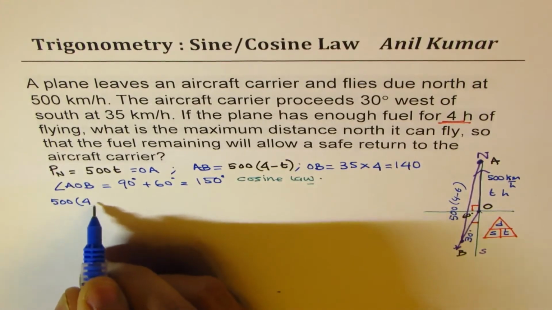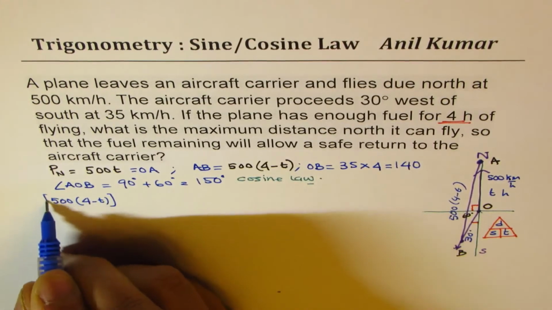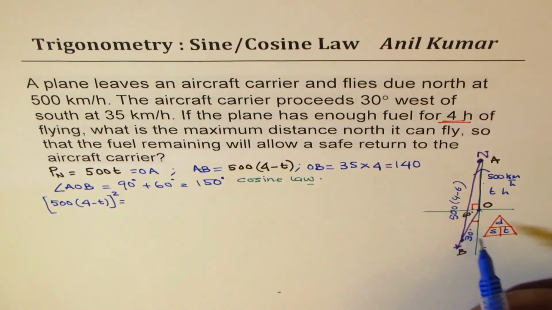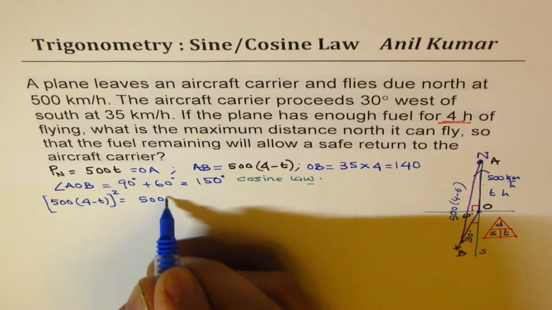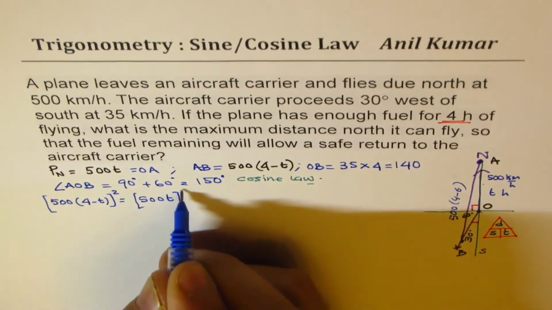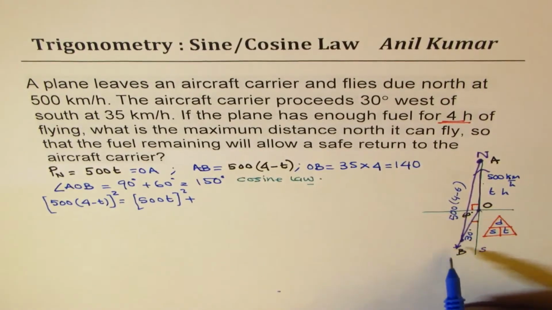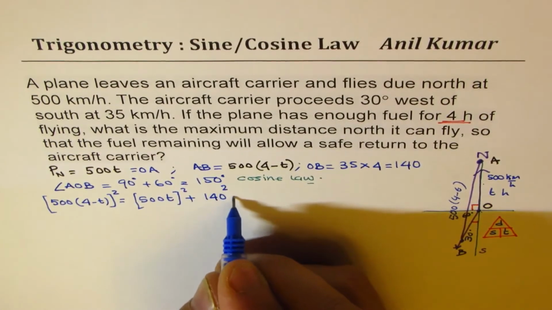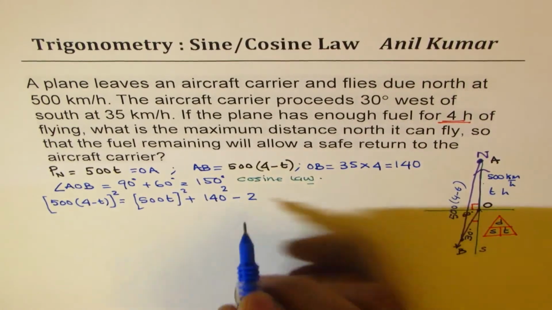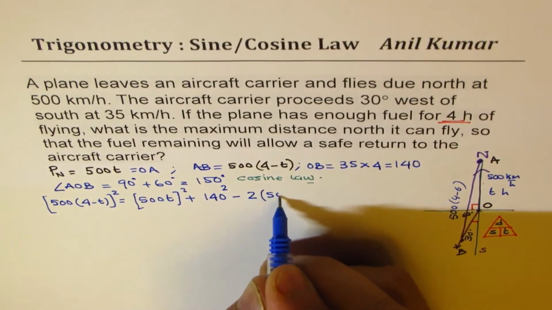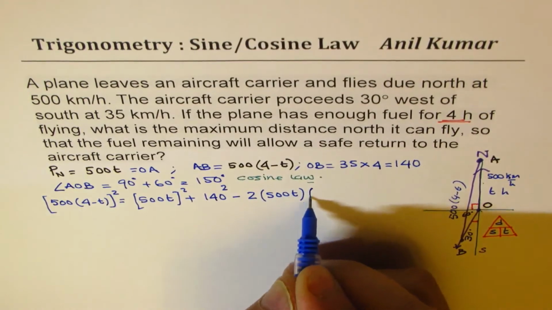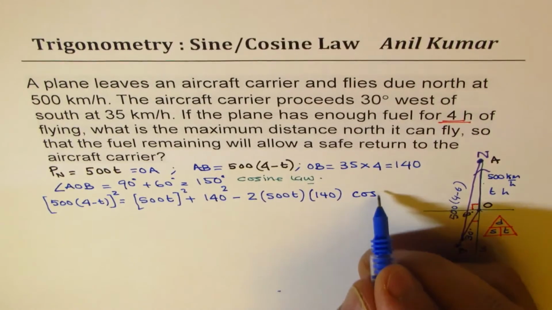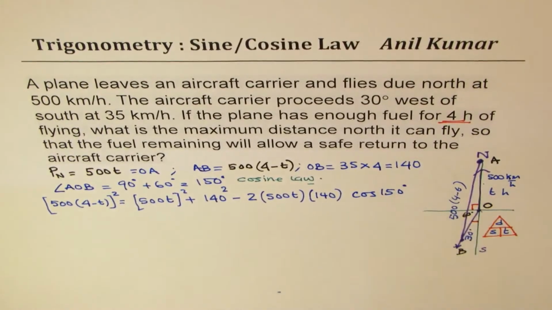500 times 4 minus t whole square should be equal to the sum of these two sides, which is 500t whole square plus this one, 140 square, minus twice the product of these two, which is 500t times 140 times cosine of the angle, which is 150 degrees. Does that make sense to you, right?